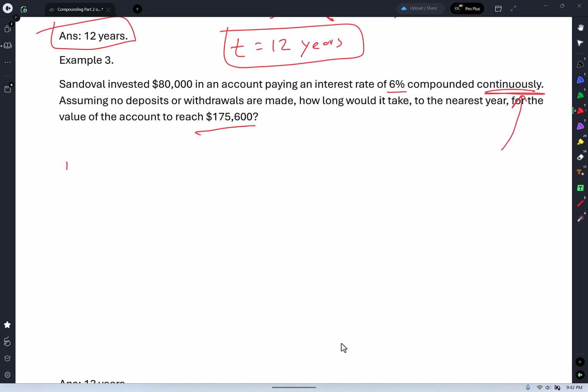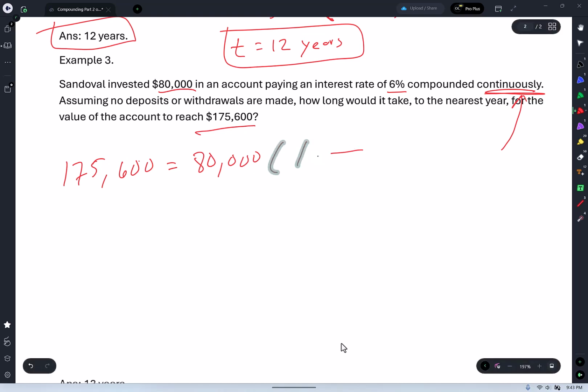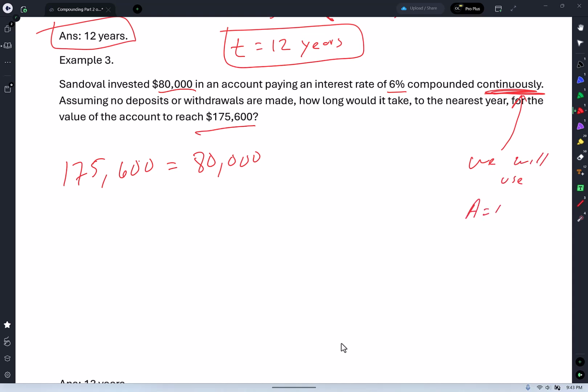All right, so let's see. 175,600 equals, my initial amount was 80,000, 1 plus 6%, so 0.06. Nope. We're using the PERT formula because it's compounded continuously, guys. We will use A equals P e to the RT. So there's my principal, e to the R, 0.06 times time. And that's what I want to know. So 0.06t.